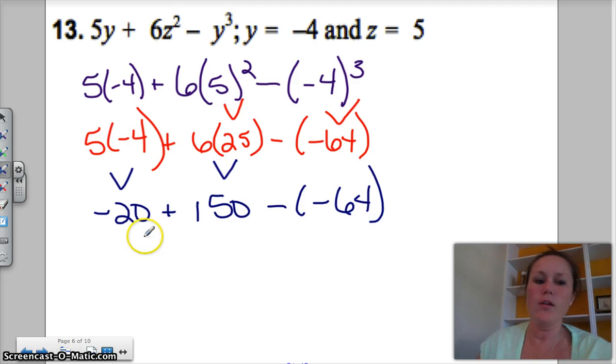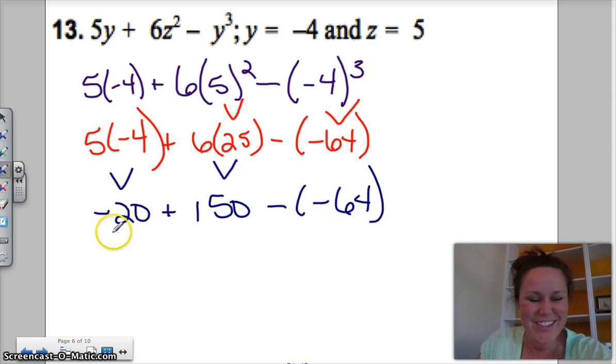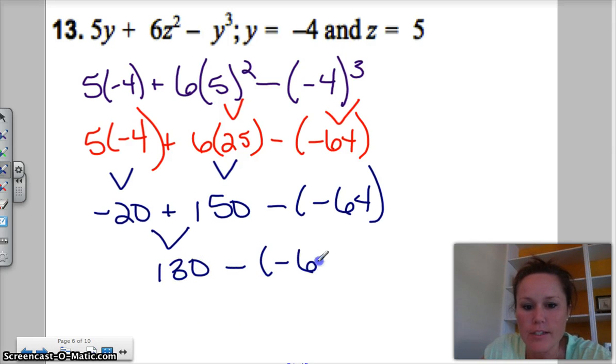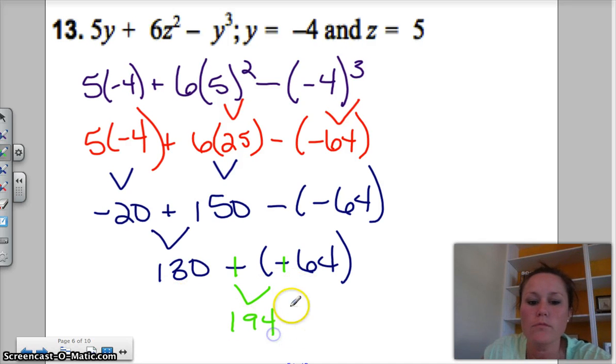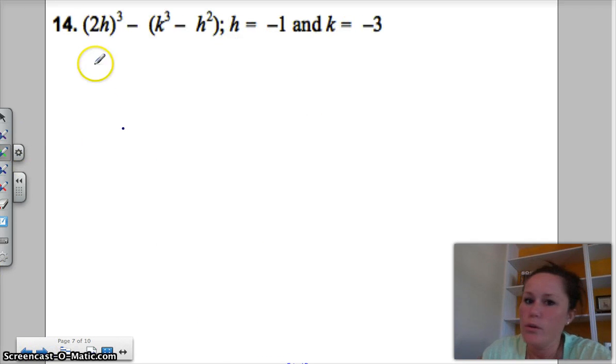All right, now multiplication or addition, subtraction, left to right. So negative 20 plus 150 is 130, positive, minus negative 64. Minus negative becomes plus positive, always and forever. So 130 plus 64 is 194. Final answer. All right. Whew, plug and chug.